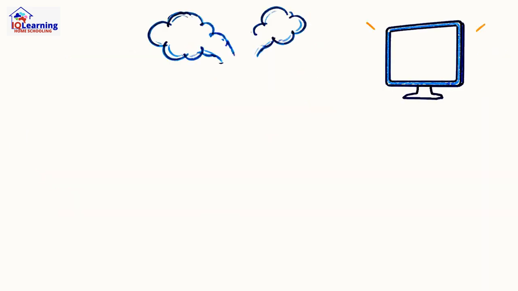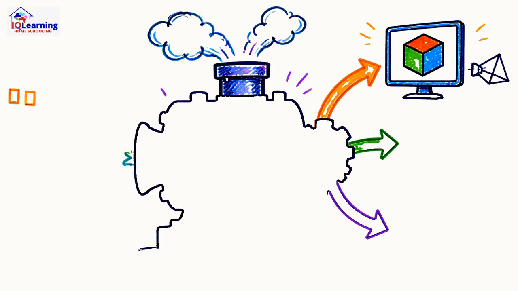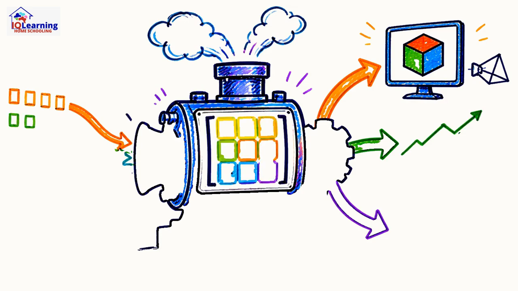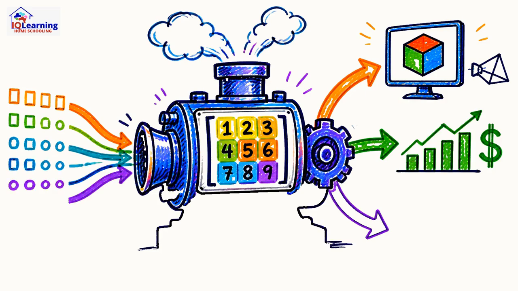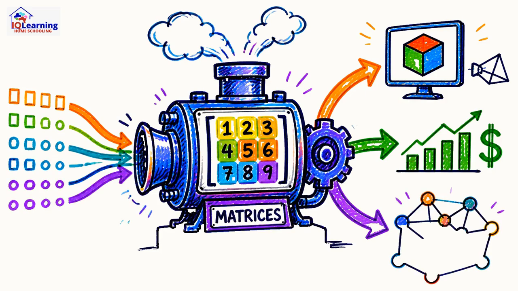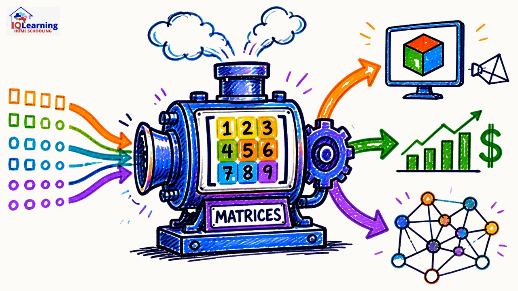So, from simple grids to a strange multiplication system where order is king, matrices are more than just numbers in a box. They are the engine behind computer graphics, economic models, and complex systems, a powerful language for manipulating data.